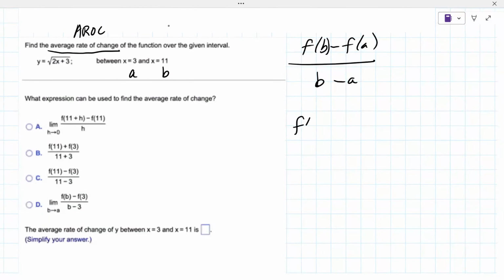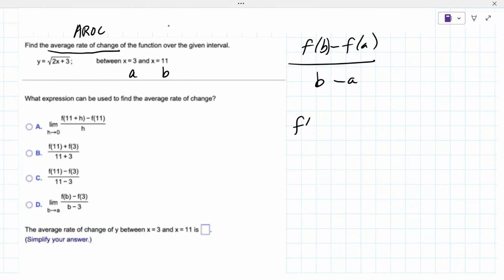Okay. But then this part, you actually have to calculate the values. You have to actually figure out what is f of 11 and what is f of 3. This is your function. So f of 11 means to put 11 in for x. Square root of 25, which is 5. f of 3 is the square root of 2 times 3 plus 3, which is the square root of 9, which is 3.